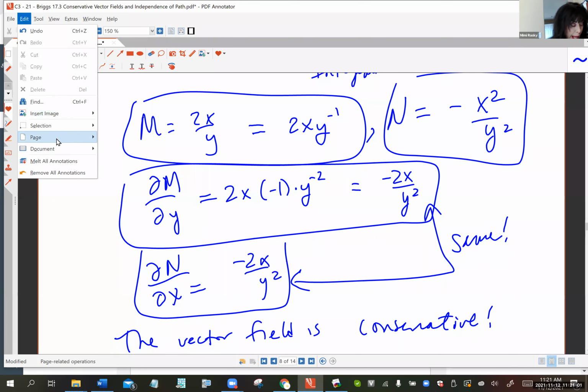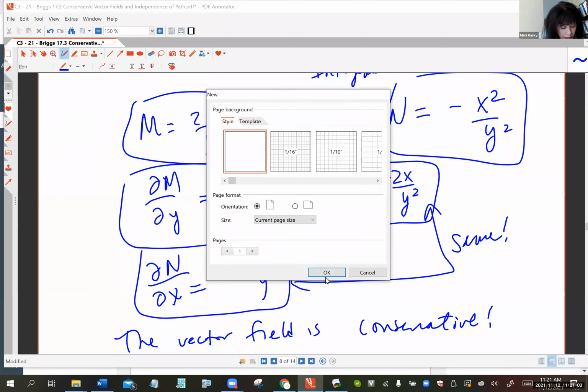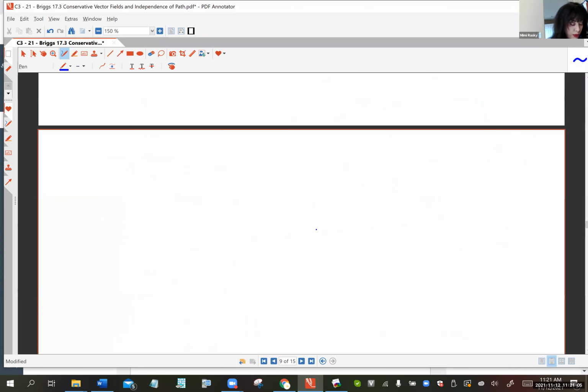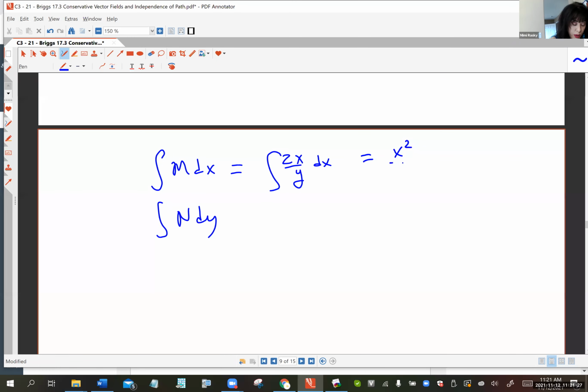You're going to integrate the M with respect to x, and you'll integrate the N with respect to y. And then you'll sort of add the results, but you have to be careful because if you have duplicates, just take one instance of the duplicate, okay? So here I'm going to integrate 2x over y dx, okay? And I get x squared over y plus some function of x, or excuse me, of y, because I just integrated with respect to x, h of y.